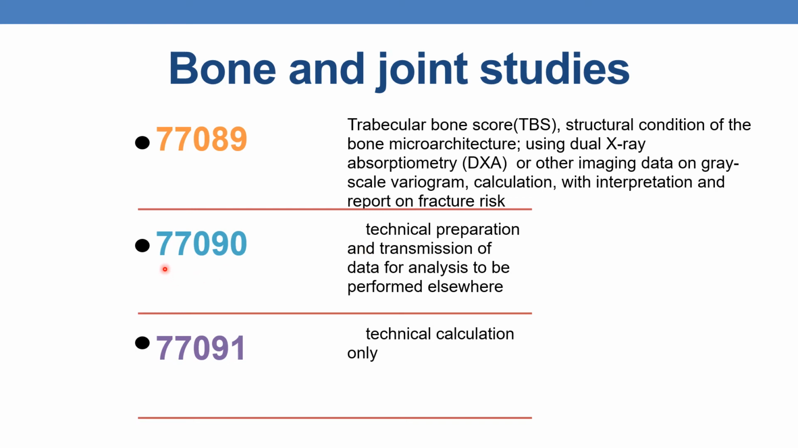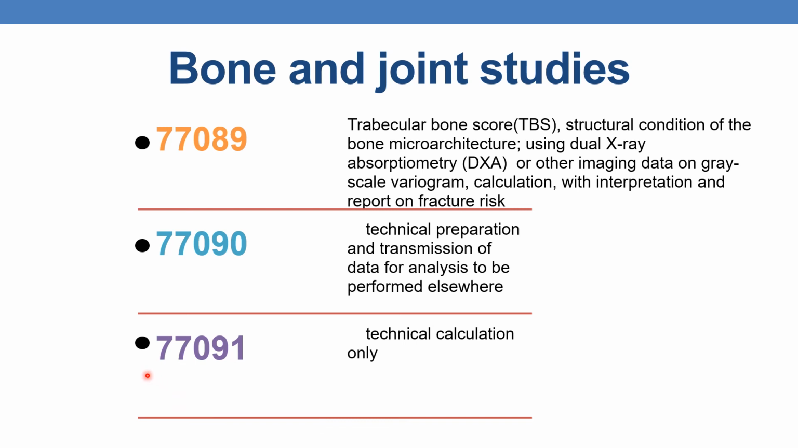So the correct description of 77090 is trabecular bone score TBS, structural condition of the bone microarchitecture using DXA or other imaging on grayscale, technical preparation and transmission of data for analysis to be performed elsewhere. And similarly for 77091, it deals with TBS, structural condition of the bone microarchitecture using DXA, technical calculation only. So we have to take these points also into consideration.